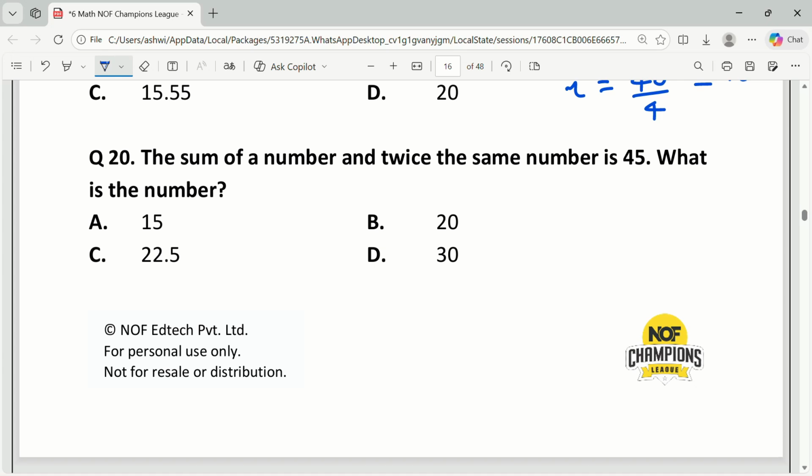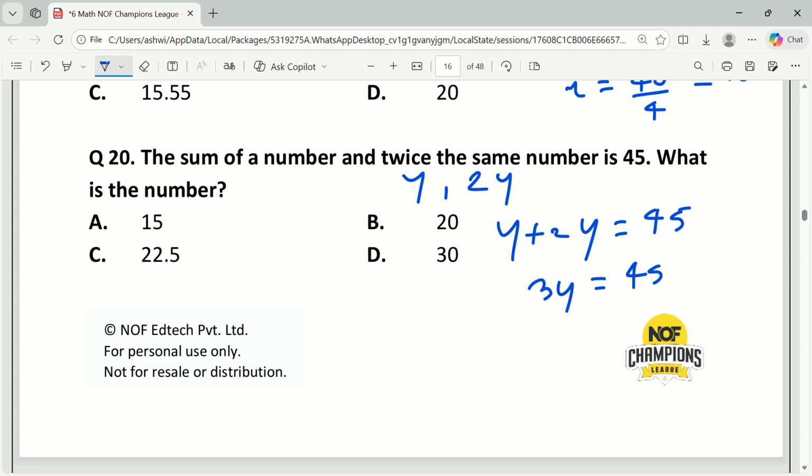The sum of a number and twice the same number is 45. What is the number? Let the number be y and twice the number be 2y. The sum is 45. That is, y plus 2y is equal to 45. That is, 3y is equal to 45. That is, y is equal to 45 upon 3. That is 15. Comparing with the options, the answer is A.